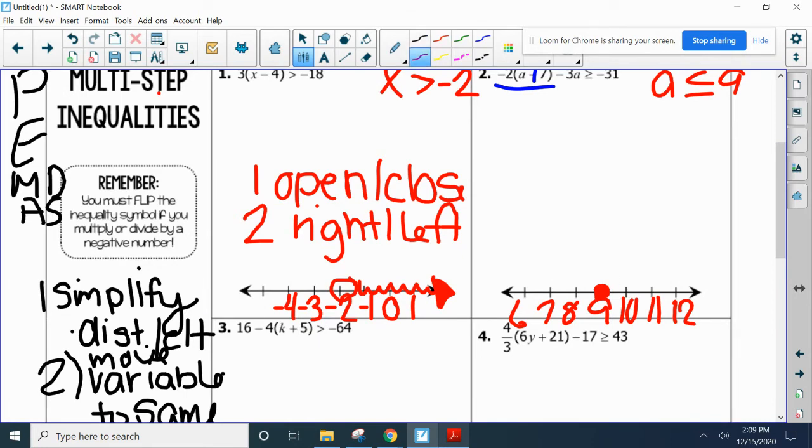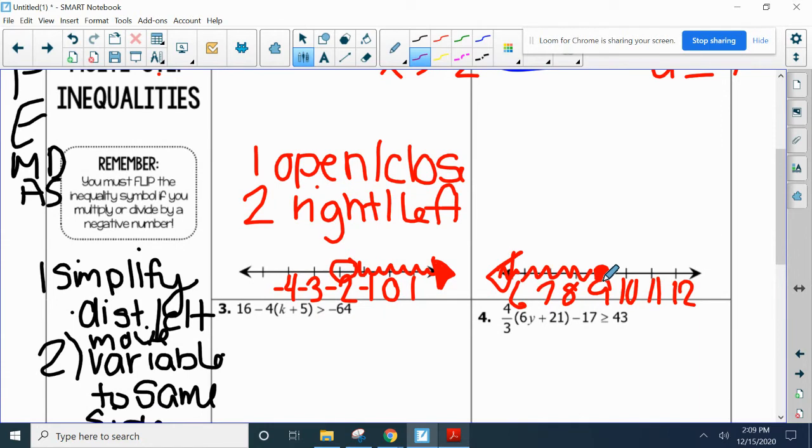And then our second question is, are we shading left or right? Well, I want all of the numbers smaller than 9. So 8, 7, and 6, all of those numbers are going to be smaller than 9.